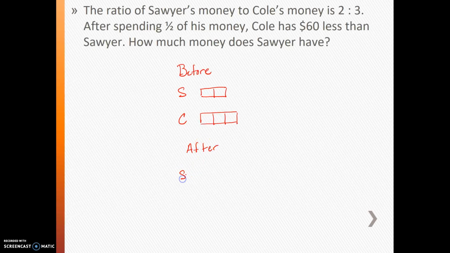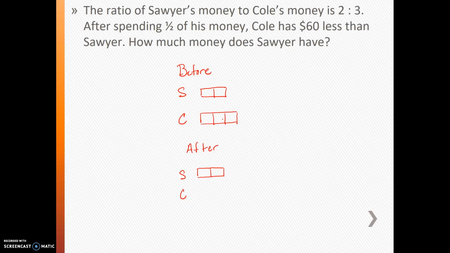Now we're going to have Sawyer and Cole. Now, do Sawyer's units change? Is there anything in that word problem to make us think that Sawyer's units change? No, there isn't. Sawyer is going to have 2 units after Cole spends his money, just like he did before. But here's the thing. Cole has 3 units. Is it very easy to divide 3 into 2? Now, I mean, we could divide 3 into 2, and we could say that Cole has 1.5 units, but that's going to kind of be a pain. And then we're going to end up having to multiply by fractions, and we're not going to do that.